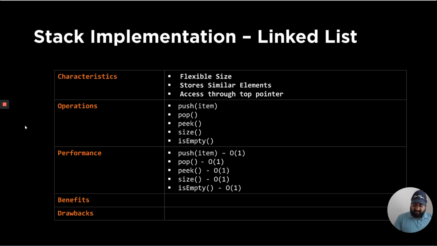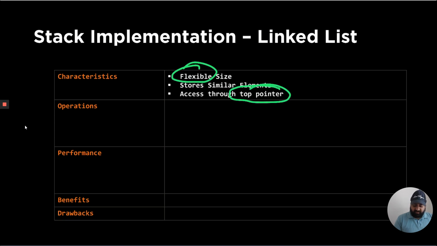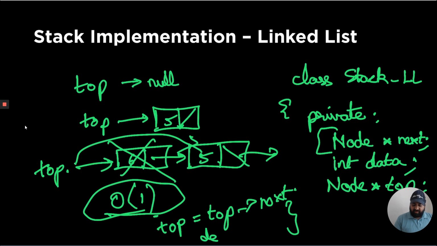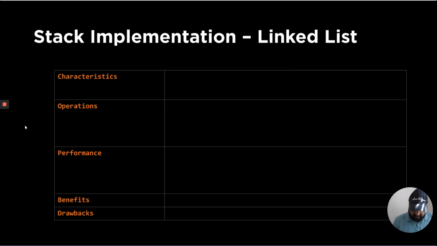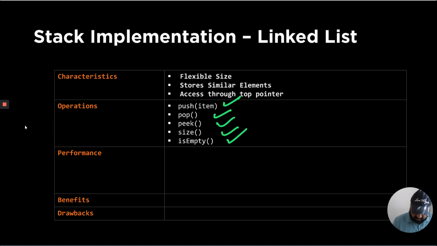Similarly, for peek, size, and is empty: is empty is just checking whether top is equal to null or not. For size, we can keep a variable, and whenever we are adding, we can increment that. And the last one was peek, which is again what top is pointing to. If we just return top's data, that is basically the peek.